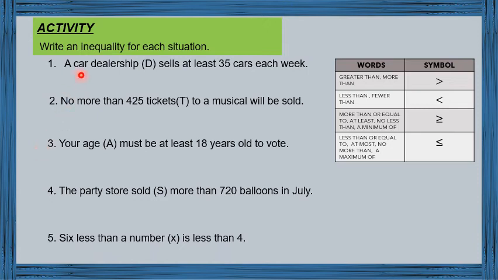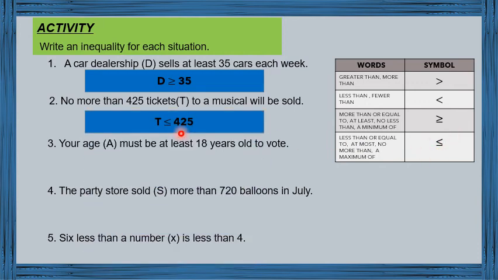So let's go on with number 1. A car dealership sells at least 35 cars each week. When we say at least, we have the keywords here. So the at least here is the greater than or equal to. Now we're going to use D, then greater than or equal to 35. So that's the answer. For number 2, no more than 425 tickets to a musical will be sold. So no more than is all about the less than or equal to. So we're going to use the less than or equal to. T less than or equal to 425.